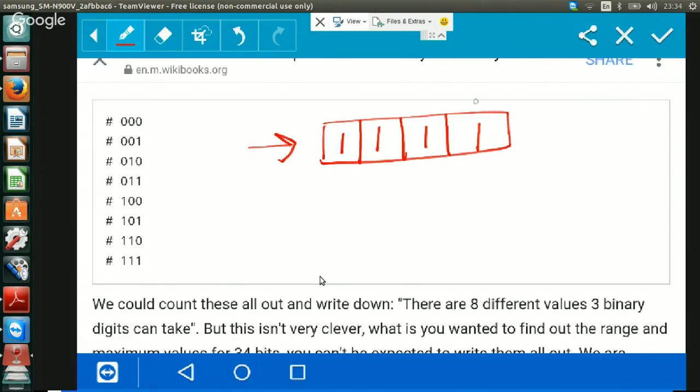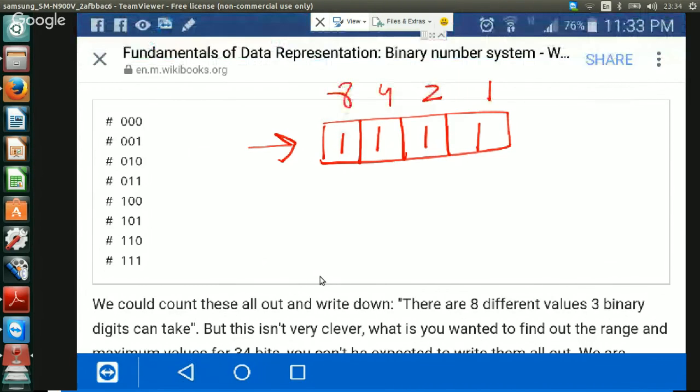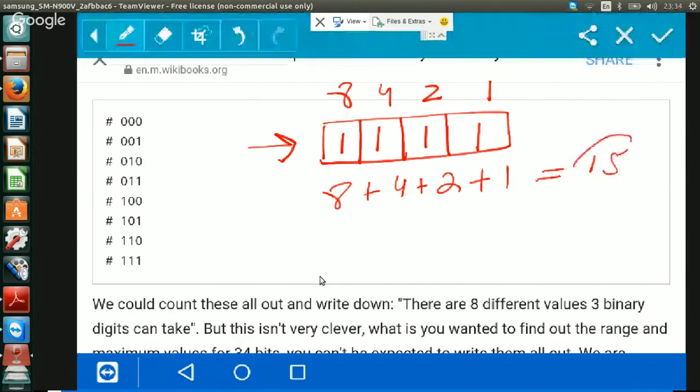How's that? For example, just simply convert the value of this register. We already know the pattern. That is 1, 2, 4, and 8. All the values are 1. So 8 plus 4 plus 2 plus 1 will give us 15. So 15 is the maximum value that this 4-bit register can give us. All right. So what could be the minimum value? Definitely 0 will be the minimum value if all the bits are 0. So this is the max thing.